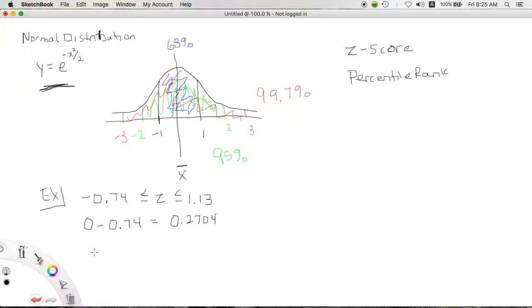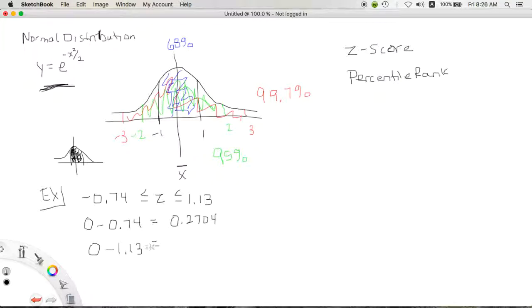Then we're going to look from 0 to 1.13, because that's going to give us the area we need on this other side. So here we're looking at a z-score from about here to over here somewhere, and we want this area in here. We found the one on the left-hand side to be 27%. And so now we have to find the one on the right-hand side. And again, we use our chart.